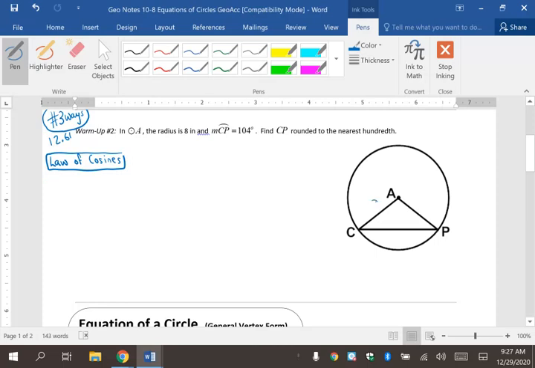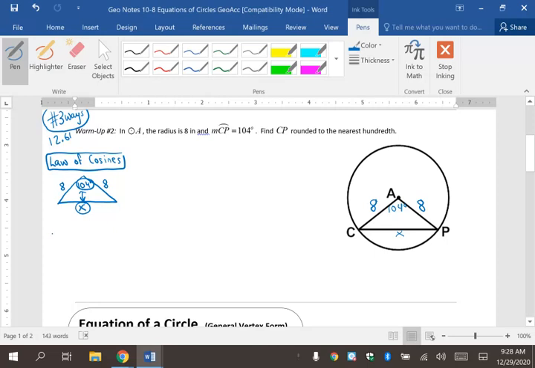Now, the radius is 8, and we are given that the measure of arc CP is 104. Therefore, the central angle is also 104, and we want to find the length of line segment CP. This is perfect for law of cosines. You use law of cosines when you do not have a right triangle and you have or need 3 sides. And you identify your C pair, and your C pair is the side or angle you need, which is x, and the opposite angle. And then the other 2 sides are your A and B.